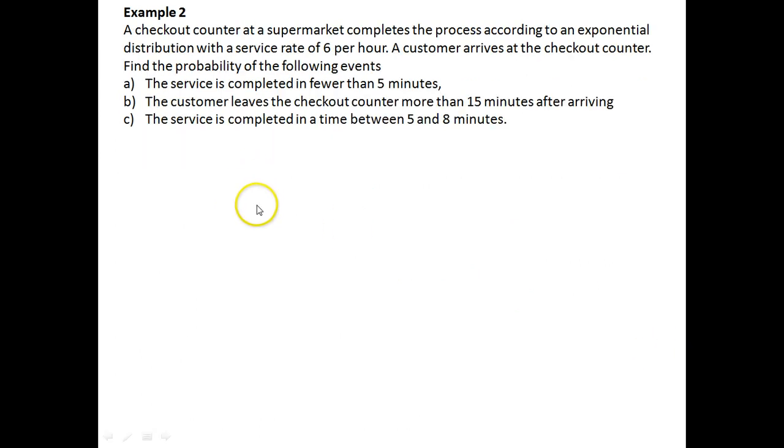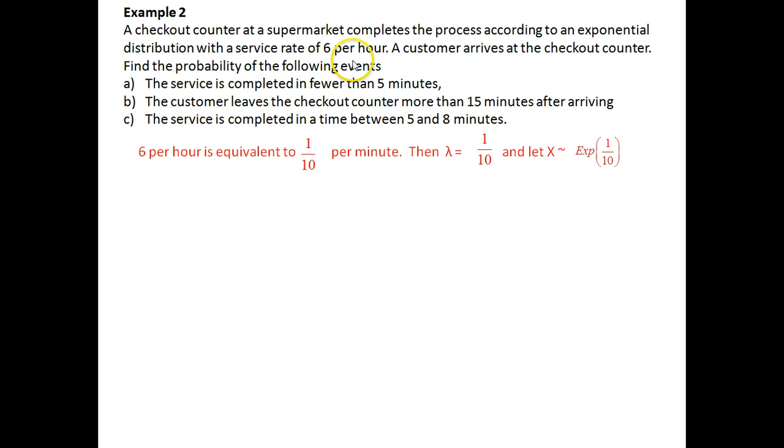Another example, a checkout counter at the supermarket completes the process according to an exponential distribution with service rate of 6 an hour. Now this is different. A customer arrives at the checkout counter. Find the probabilities of the following events. It's completed in fewer than 5 minutes, more than 15 minutes after arriving, and then the service is completed between 5 and 8 minutes. So first of all, we need to find lambda. 6 an hour, and we are talking about minutes, so it's 1/10 every minute.